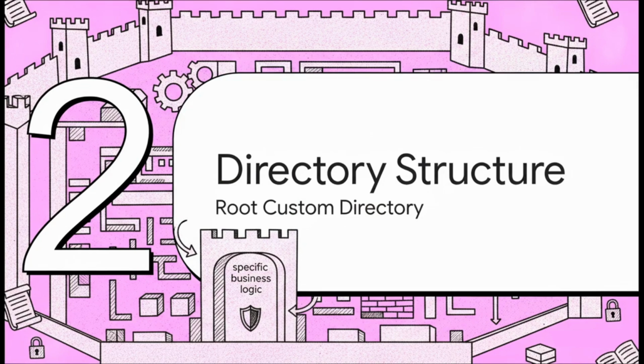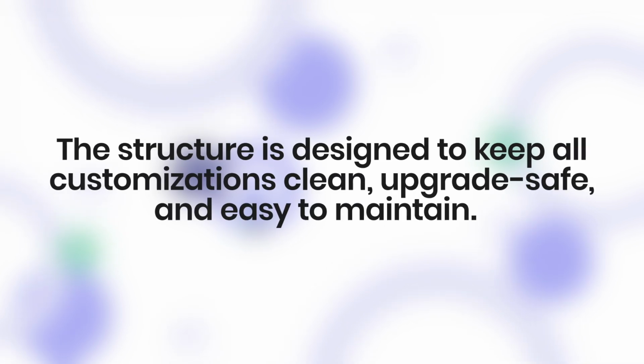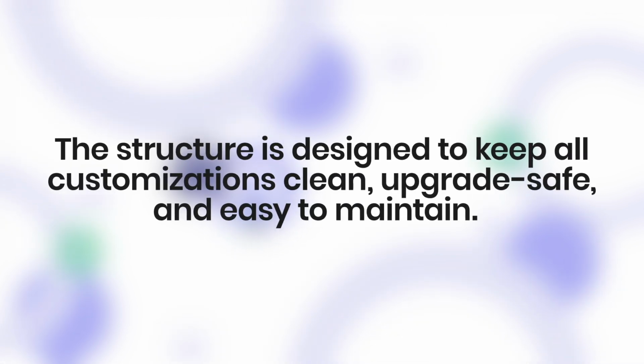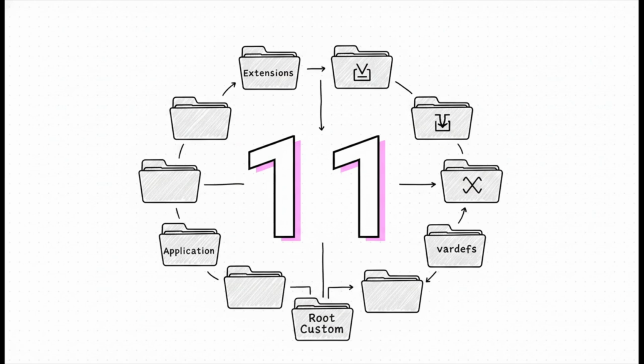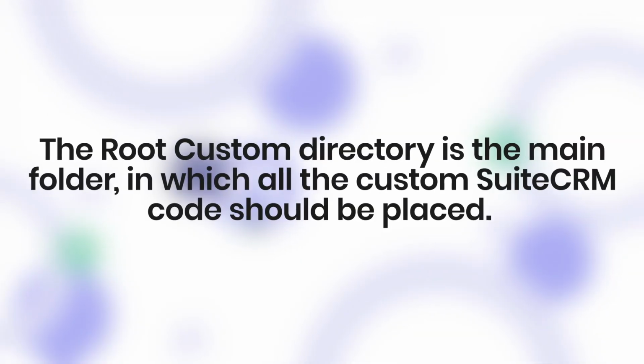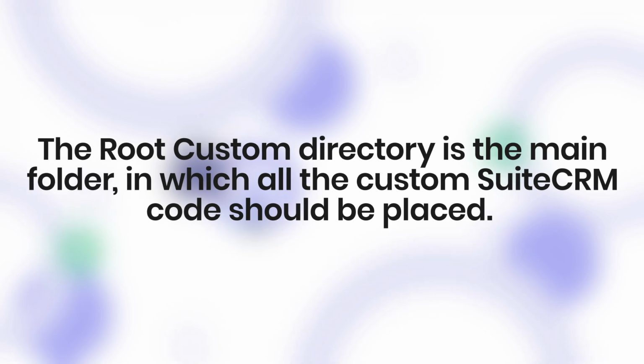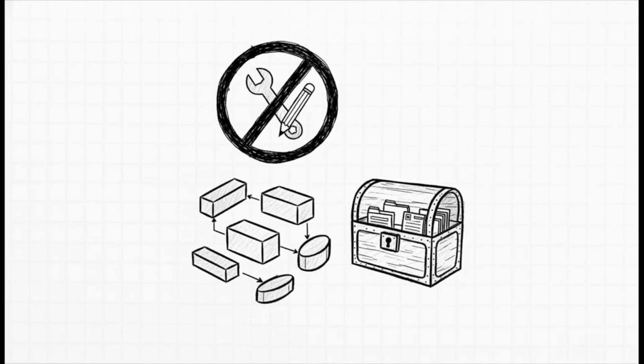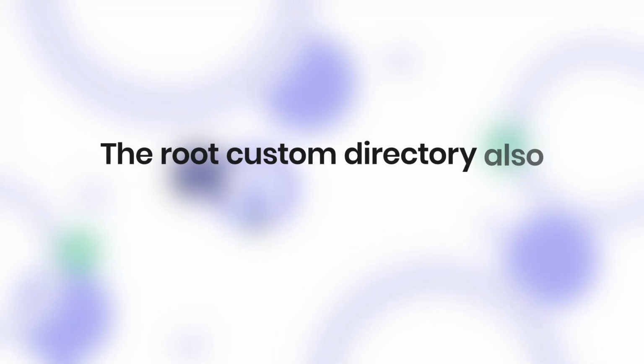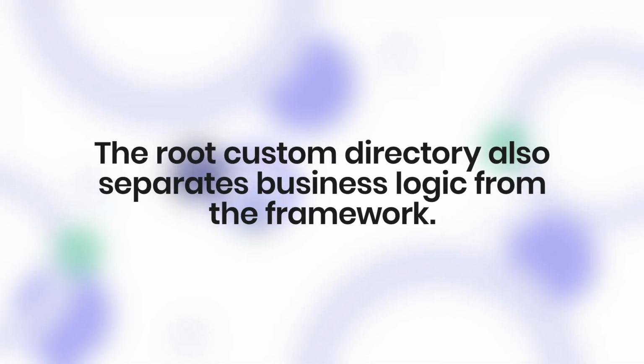The directory structure is the recommended folder structure for organizing custom code inside SuiteCRM. The structure is designed to keep all customizations clean, upgrade safe, and easy to maintain. It features 11 directories like extensions, modules, accounts, application, and vardefs, among others, under the root custom directory. The root custom directory is the main folder in which all the custom SuiteCRM code should be placed. It prevents editing core SuiteCRM files and also keeps customizations upgrade safe. The root custom directory also separates business logic from the framework.